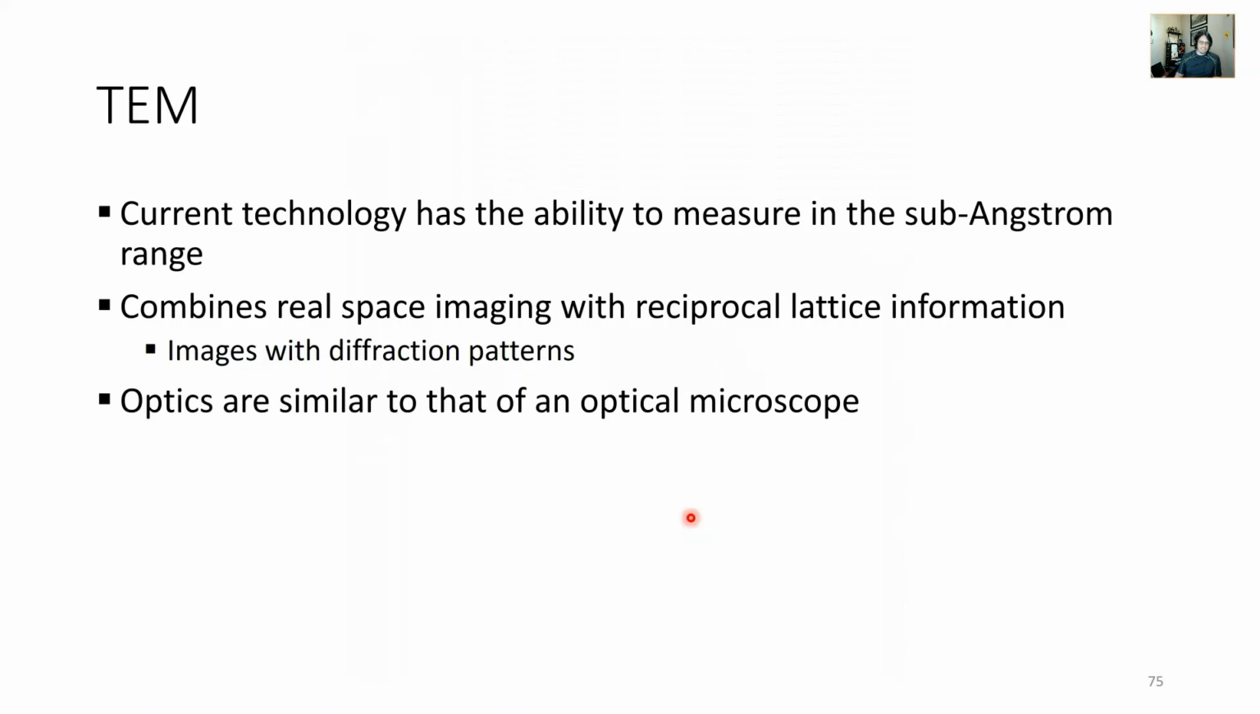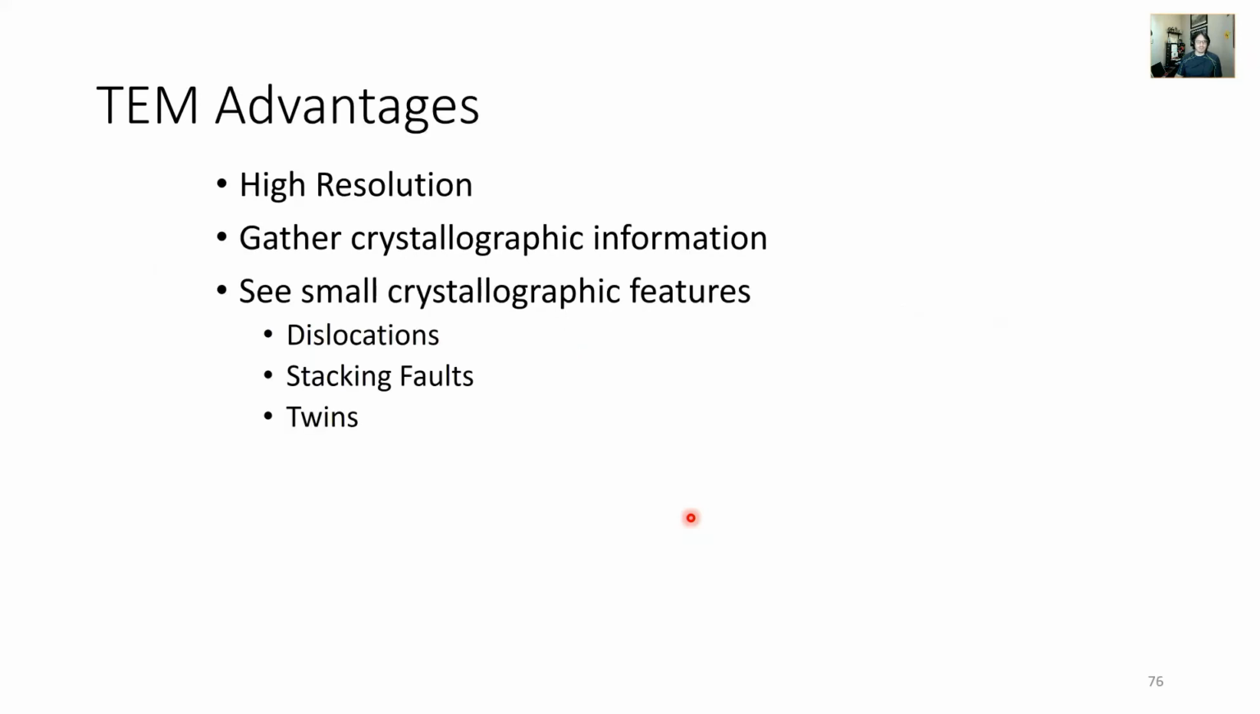So kind of summarizing this stuff, current TEM technology has the ability to measure in the sub-angstrom range. We're combining real space imaging with reciprocal lattice information, so we're combining images with diffraction patterns. As I said before, the optics are similar to that of an optical microscope, so we kind of saw that before. It's kind of an inverted biological microscope.